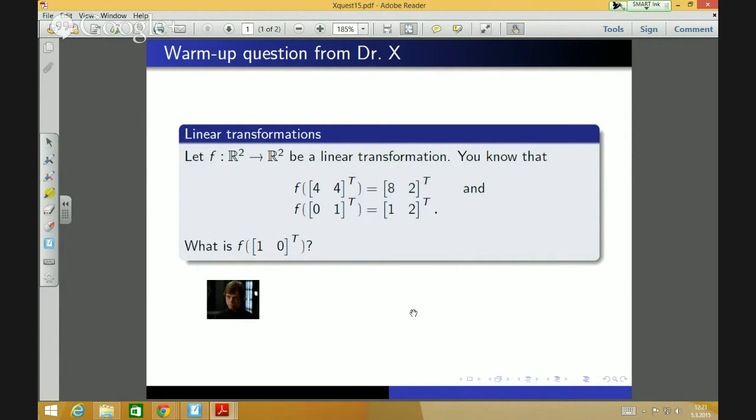And Dr. X says that if you feed that transformation with the vector (4, 4), you get the vector (8, 2) as an output. If you feed it with the vector (0, 1), you get the vector (1, 2). Now, in case you're wondering what these T's are doing here, T stands for transpose. It's just so that I can write the vectors horizontally rather than vertically, so I can fit everything in one slide. Now, the question is, what is the value of f of (1, 0)?